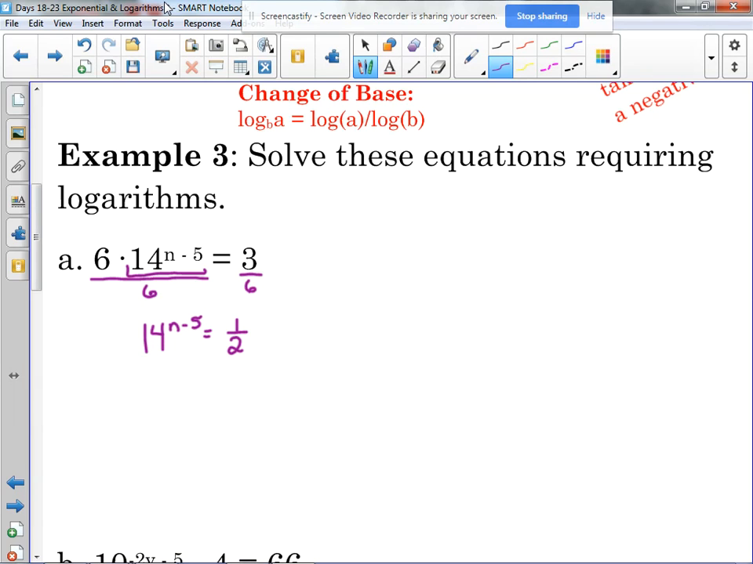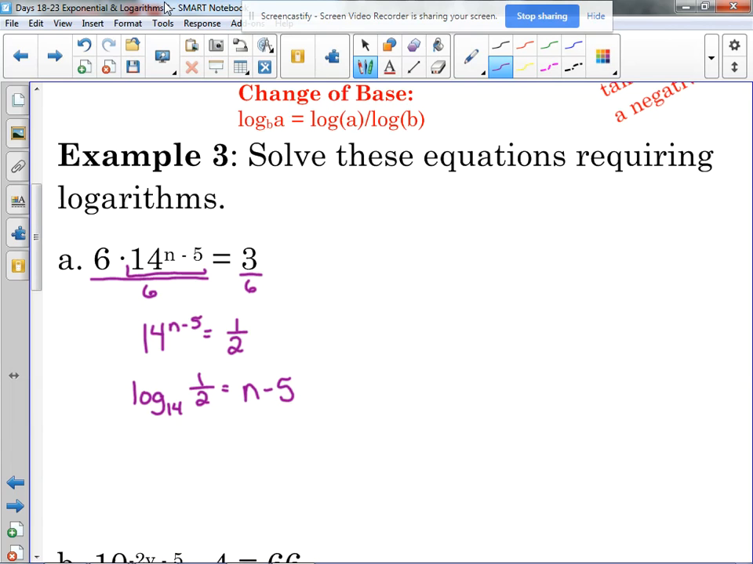Now, according to what we did yesterday, at this point, we would want to write both sides so that they have the same base. Well, is 14 a power of 2? No, it's divisible by 2, but it is not a power of 2. So we cannot write both sides of this equation so that it has the same base. So in come logarithms. We need to write this expression in logarithmic form. So log base 14, it's always the base of the exponential, of 1/2 is equal to n minus 5.